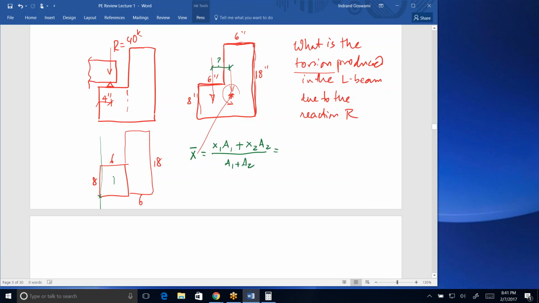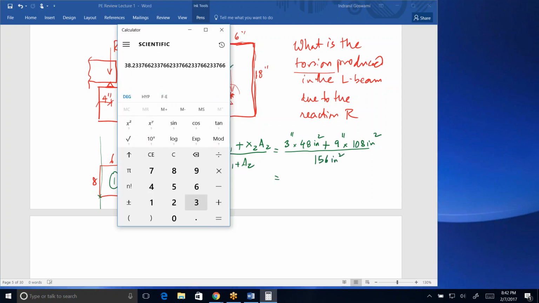So the first area, if I say that's the first, and that's the second, the centroid is here. x1 is 3 inches multiplied by the area, 48 square inches, plus x2 is here, right? And that will be measured from the same datum, so not 3 but 6 plus 3: the full 6 going through the first shape and then halfway into the second shape. So 6 plus 3, that would be 9 inches multiplied by the area of that one, 18 times 6 is 108 square inches, divided by the total area of 156 square inches.